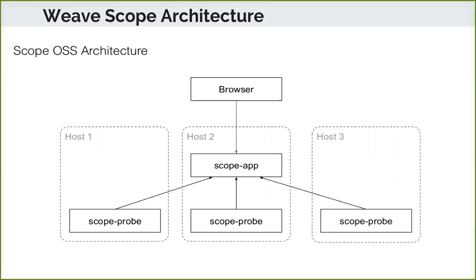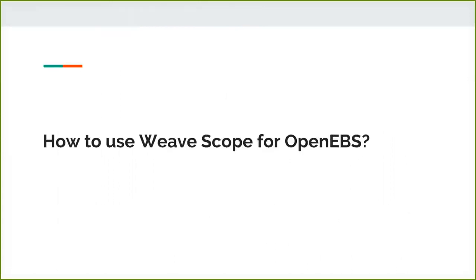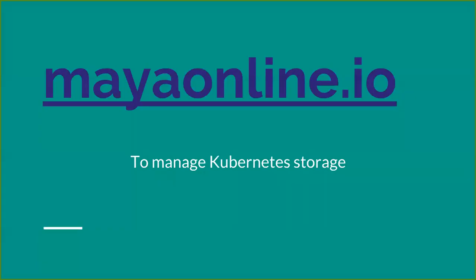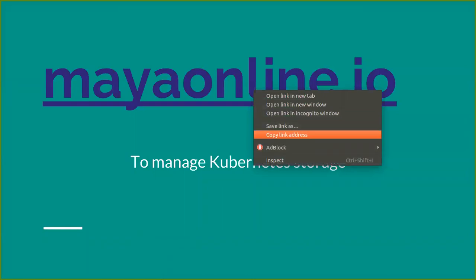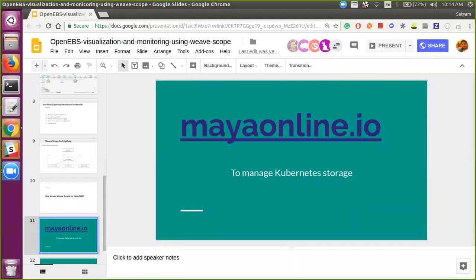Okay, so let's move ahead. Now let's move to the demo part, how to use the view scope. To demonstrate the view scope, we have the platform called Maya Online, and you can create an account and log into Maya Online, and you can use it. So I'll quickly demonstrate how we can use Maya Online to do this.